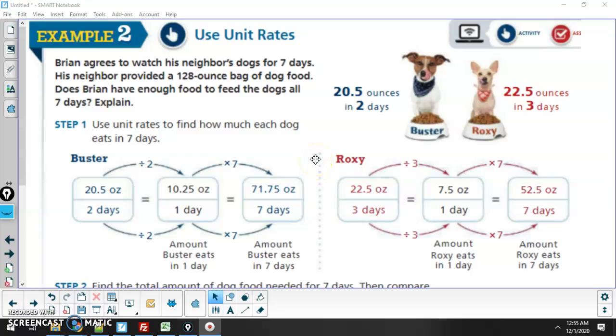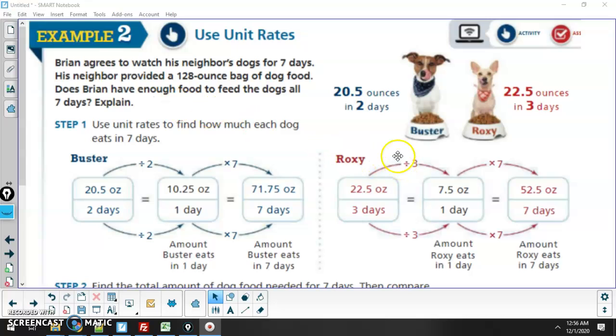Hey, we're back here with another great example of unit rates. And we have two doggies here eating their chow. Brian agrees to watch his neighbor's dog for 7 days. His neighbor provided him a 128-ounce bag of dog food. Does Brian have enough food to feed the dogs all 7 days?